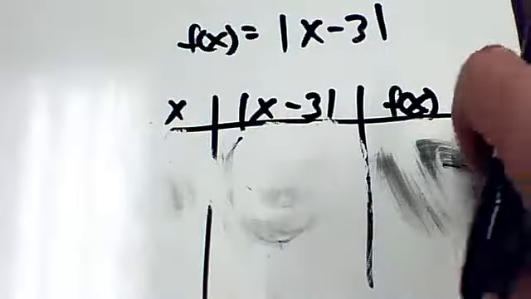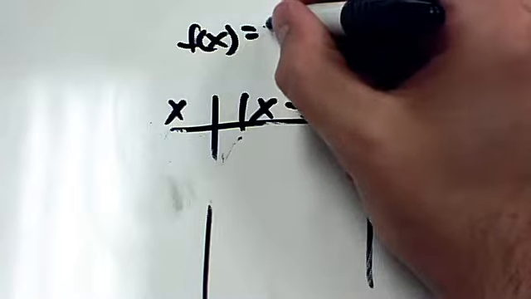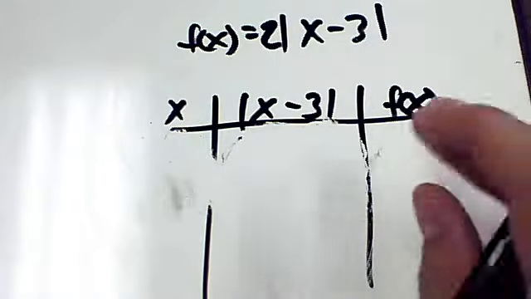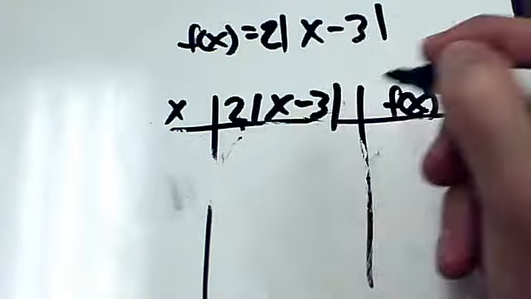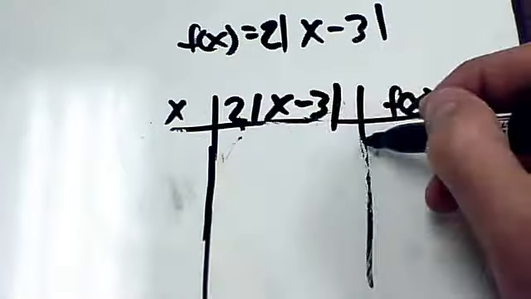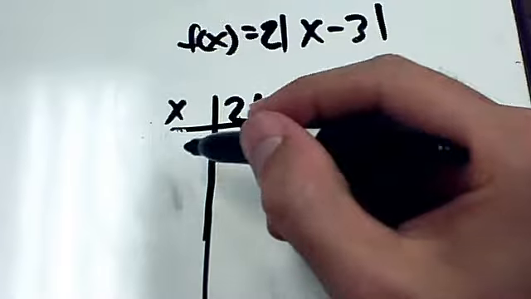Okay? Let's change up the function just a bit. Let's say I multiply it by 2. So I've got 2 times the absolute value of x minus 3. Then let's make up some numbers.